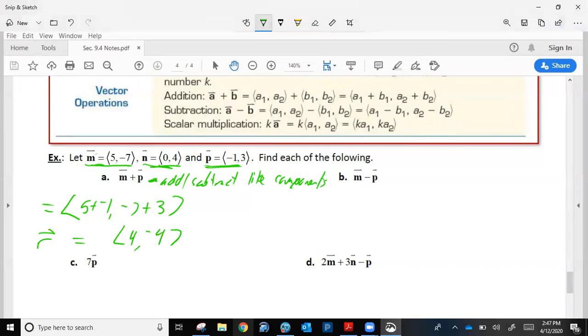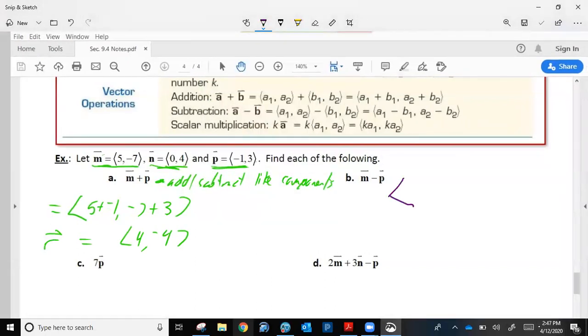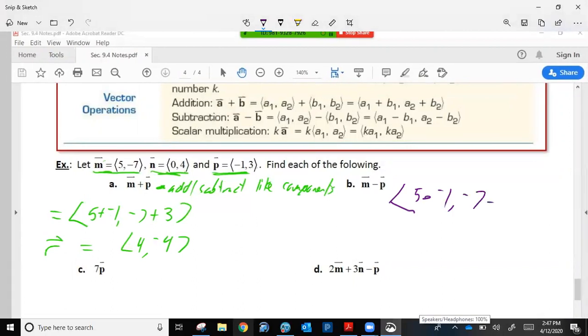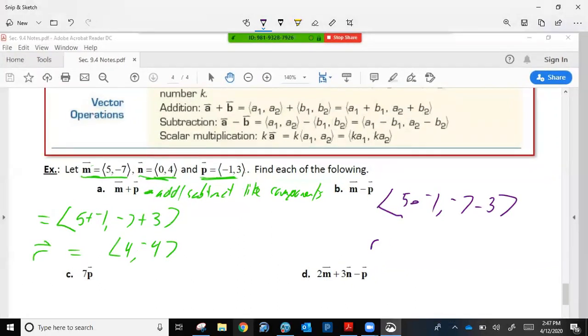M minus P, same situation except subtract these. So M is a 5 minus P is a -1. So 5 minus -1 and -7 minus +3 gives us a resultant vector of 6, -10.